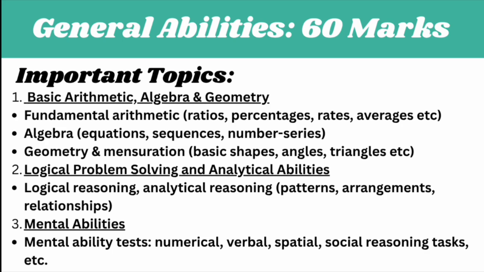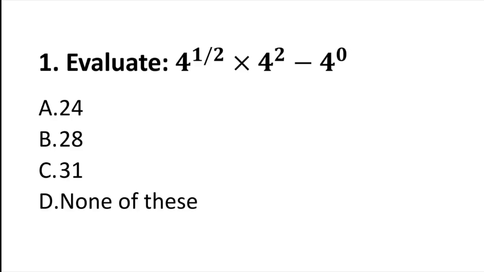So starting with the MCQs, MCQ number 1, evaluate 4 power 1 upon 2 multiplied by 4 square minus 4 power 0. Options are given: option A 24, option B 28, option C 31, option D none of these. So I have done the solution as well.